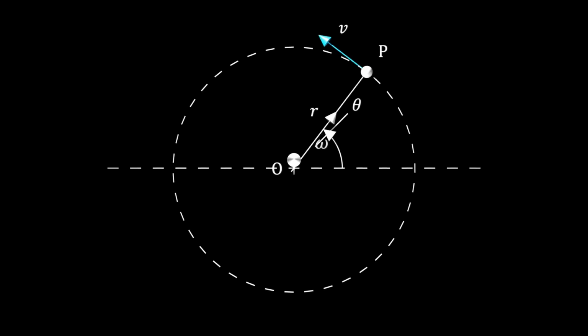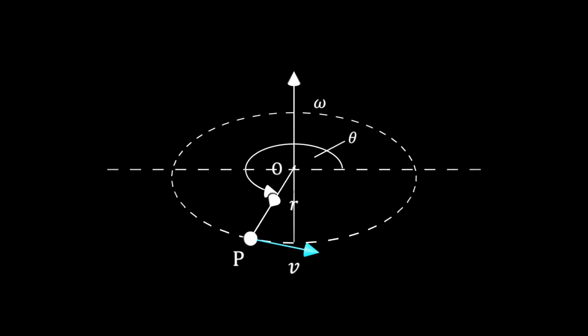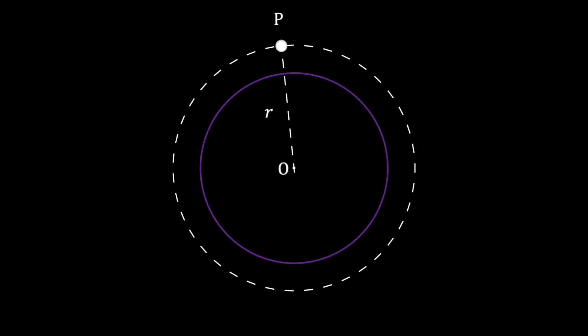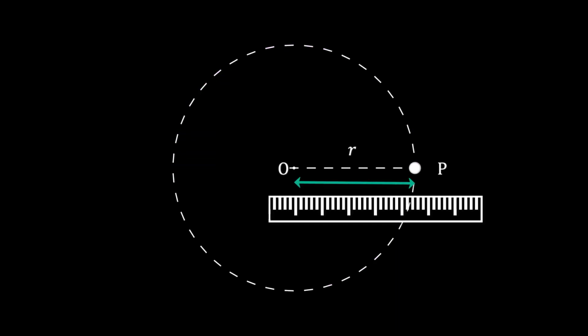To find the speed of a point on the Earth's surface, we need to remember the mathematics behind circular motion. Consider a point P moving on a circle with center O and radius R. The distance of the point P from the center O is constant and is equal to the radius R of the circle. The vector from point O to the point P is called the radius vector OP, and its magnitude is simply equal to the radius R of the circle.